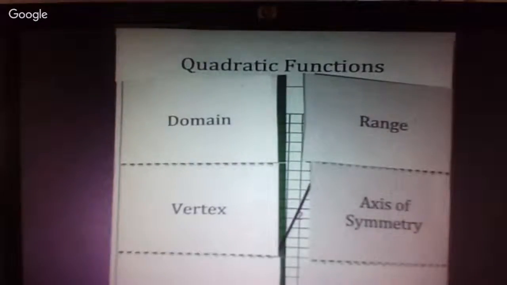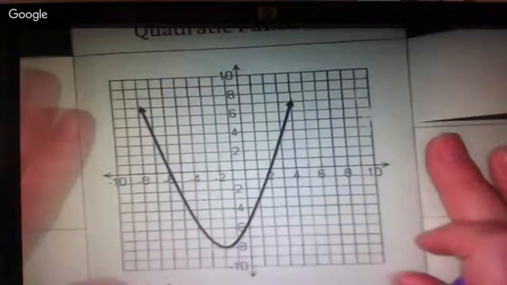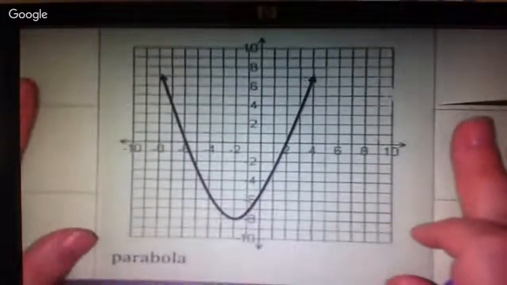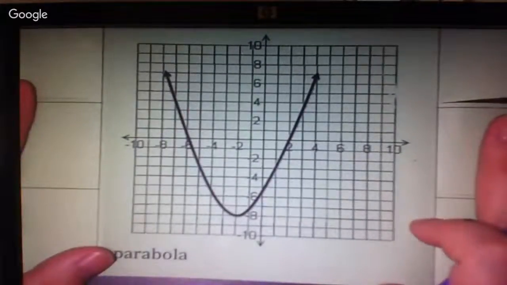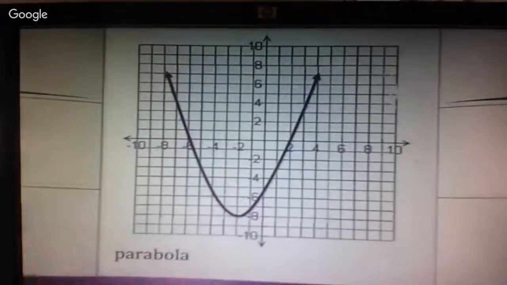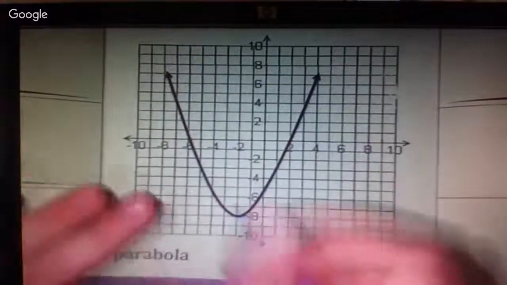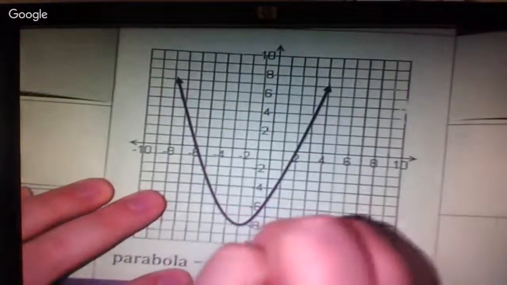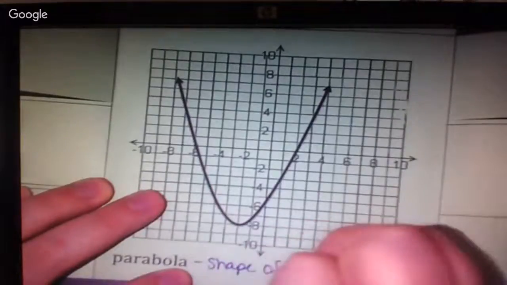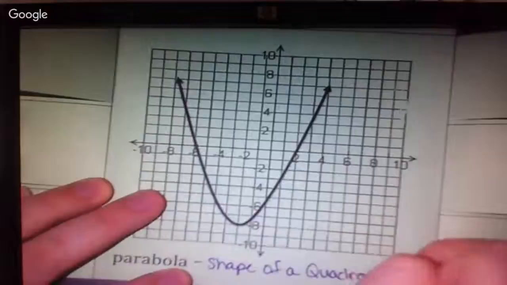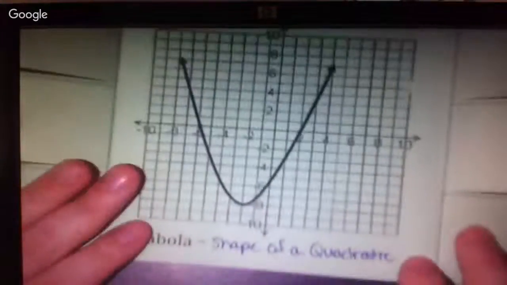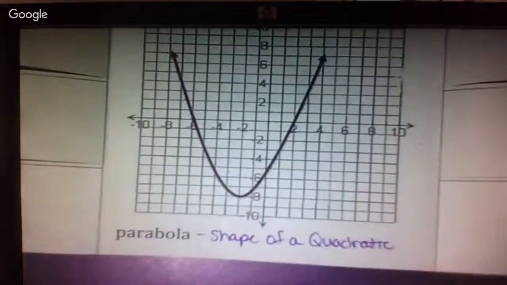Okay. So if you open this all up, this is a picture of a quadratic. Does this look familiar? Yeah. Sweet. Okay, this is called a parabola. The shape of a quadratic. A parabola is the shape of a quadratic.